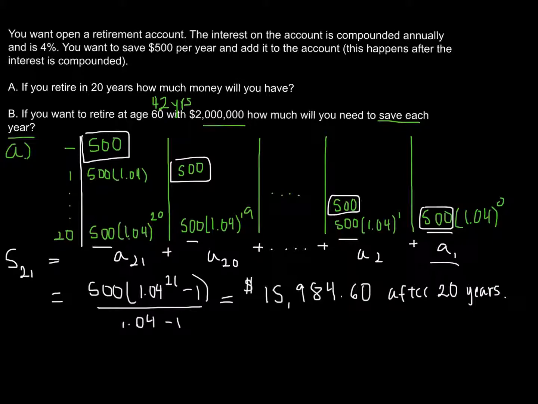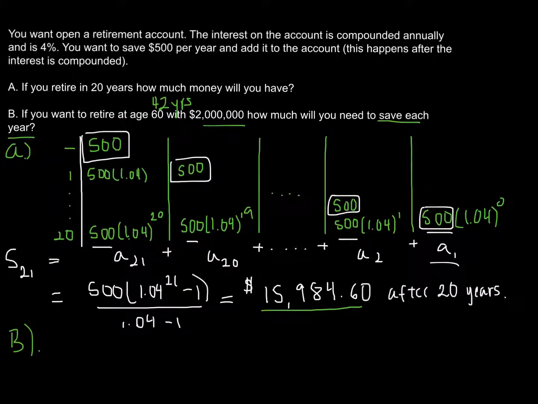And you know that when you're all said and done, you want this value to be $2 million. So let's put it all together. You're going to be saving for 42 years. So just think about that. How many terms are you going to have? Here you save for 20 years. Here you're saving for 42 years, and each year you're depositing 500 in.